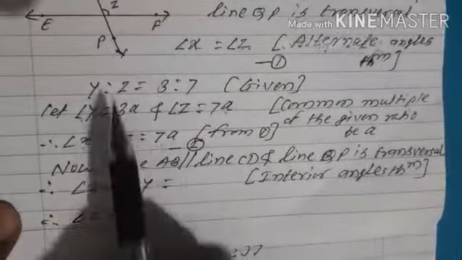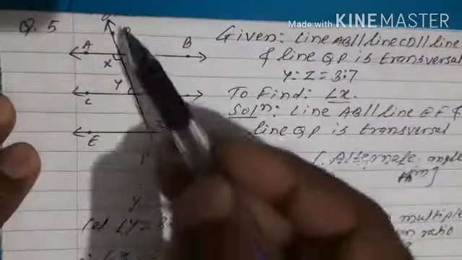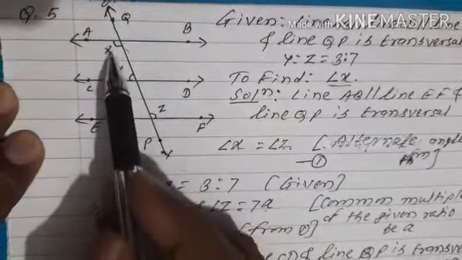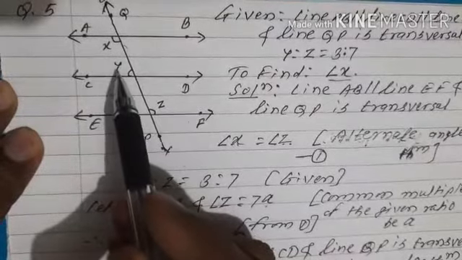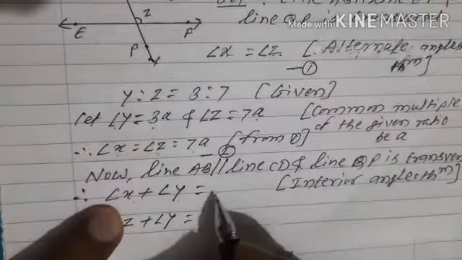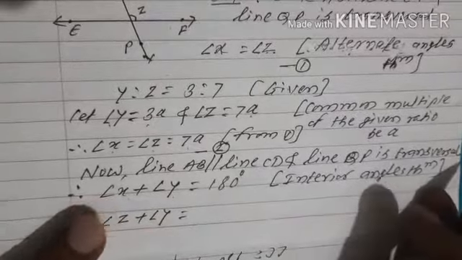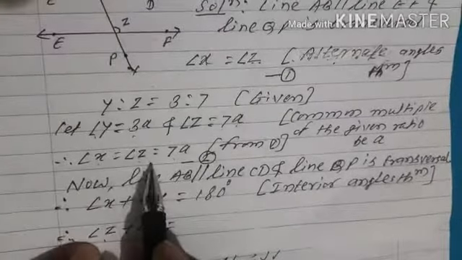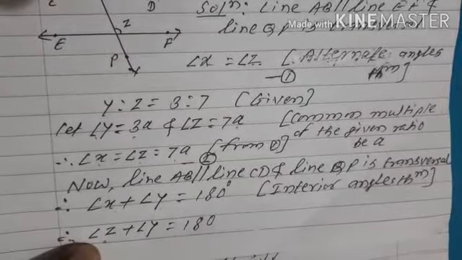Now line AB is parallel to line CD and QP is a transversal, then angle X and angle Y are interior angles, and you know the interior angles are supplementary. Therefore I write here angle X plus angle Y is equal to 180 degrees. Supplementary means the sum is 180 degrees. Interior angle theorem. Instead of X I substitute here angle Z from 2. Angle Z plus angle Y is equal to 180 degrees.